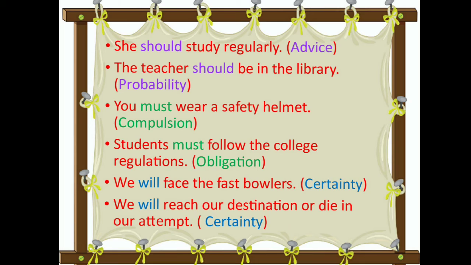Next example, we will face the fast bowlers. Here the modal auxiliary will shows us the certainty or surety to face the fast bowlers. Next example, we will reach our destination or die in our attempt. Again here the modal auxiliary shows us the attitude of certainty or surety.